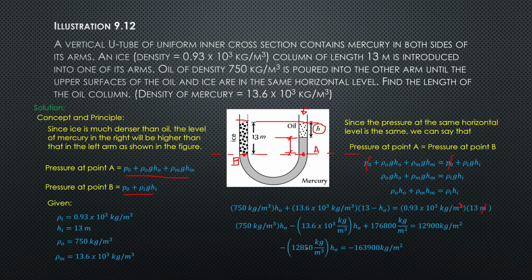Now dividing both sides by negative 12,850 to solve for the height of the oil, the height of the oil now will give us a positive value, which is 12.75 meters.